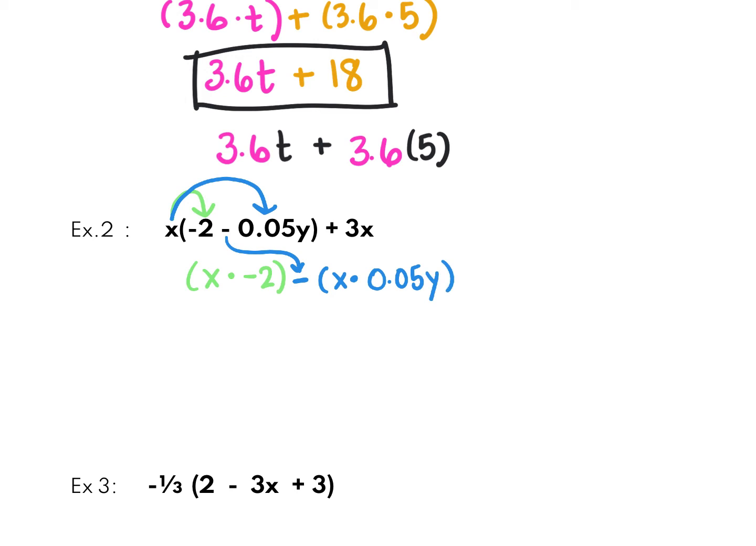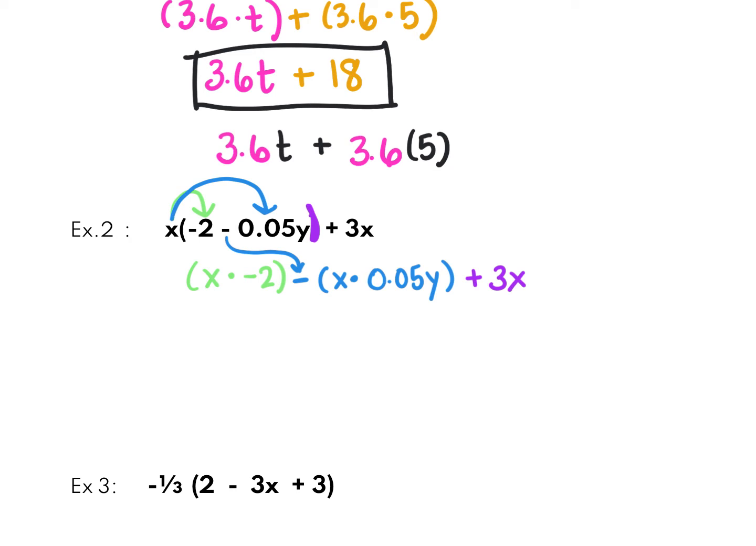Here's the deal. When the parentheses stop, so does the distributing. We are done distributing, and we're just going to add our 3x at the end. When the parentheses stop, so does the distributing. You cannot bring an arrow to distribute across this after the parentheses are done.